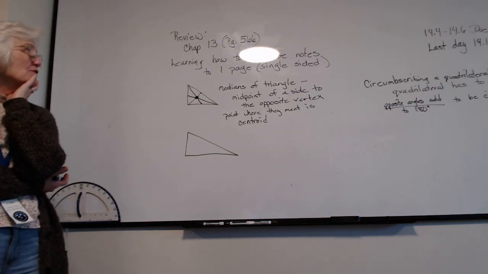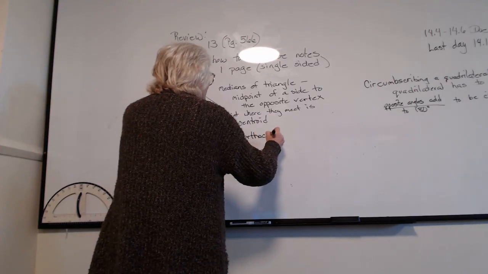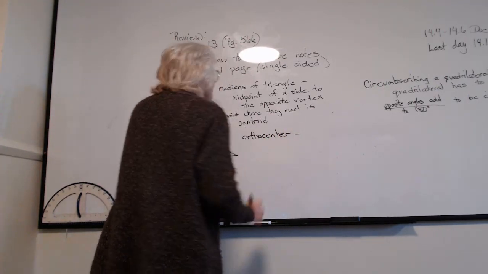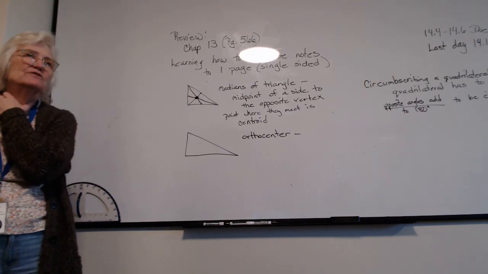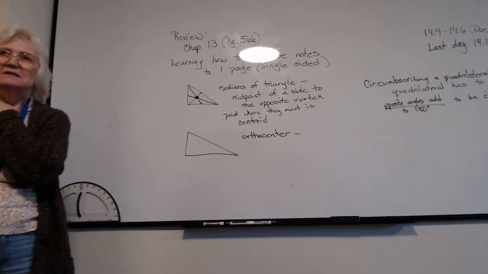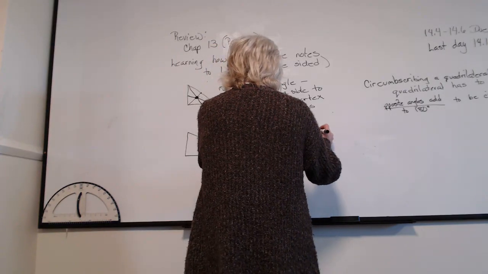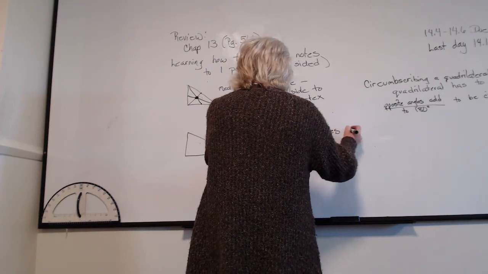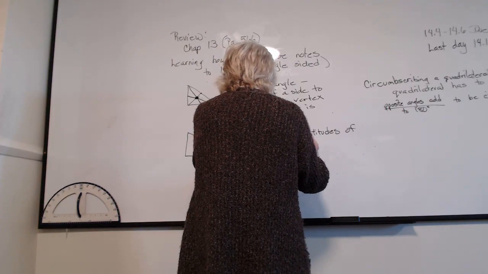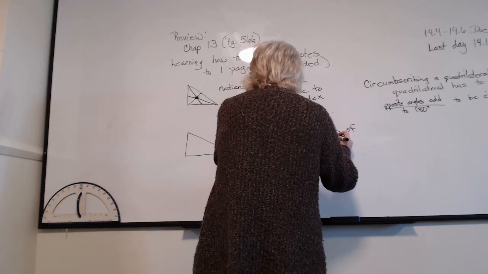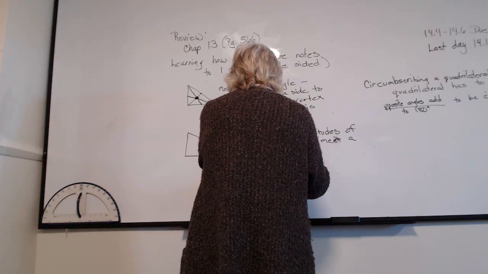It's the orthocenter. What gives me an orthocenter? What is it that you do that gives you an orthocenter? The lines containing the altitudes. The altitudes. So these are the altitudes of the triangle, and they meet at this point.